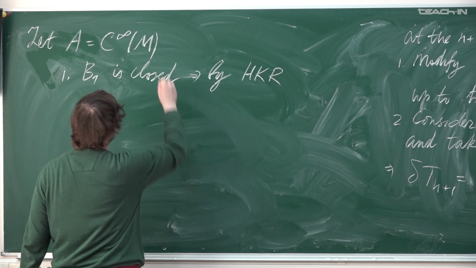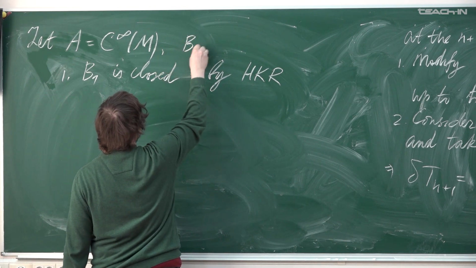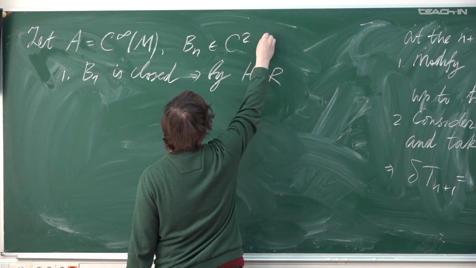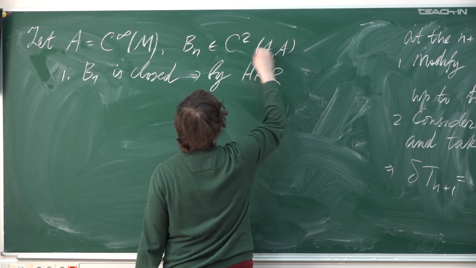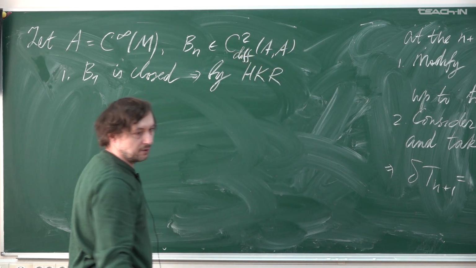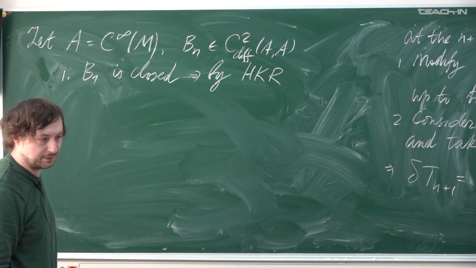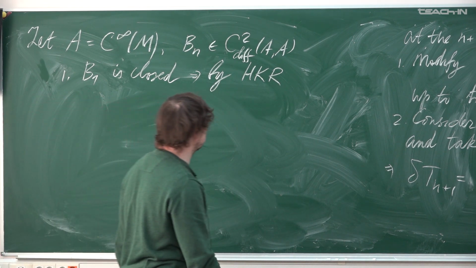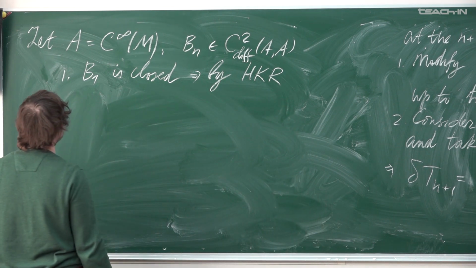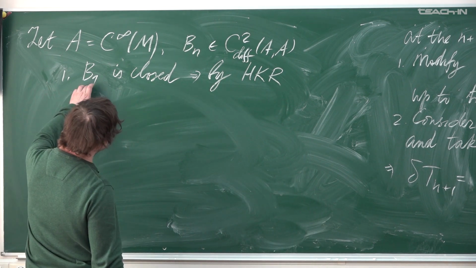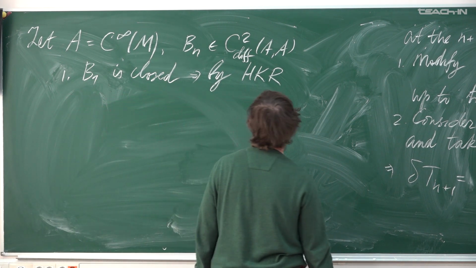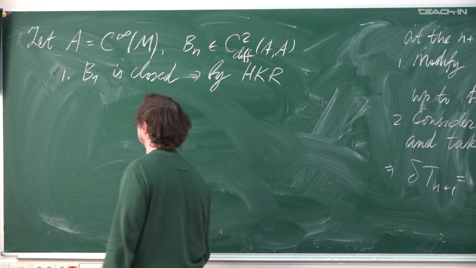I forgot to say, of course, all Bn will be not just elements of C2 of A, A, but they will be from the differentiable part of this Hochschild complex, as I explained last time. They should be differentiable. So in this case, when B1 is closed, we can apply the Hochschild-Kosten-Rosenberg theorem in the form I described last time.